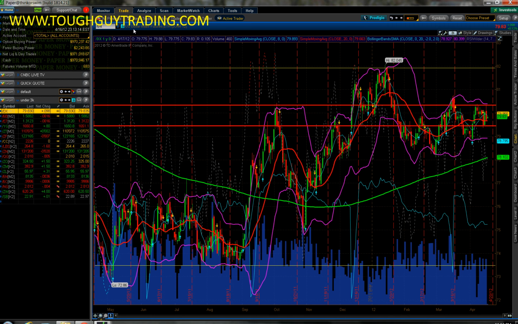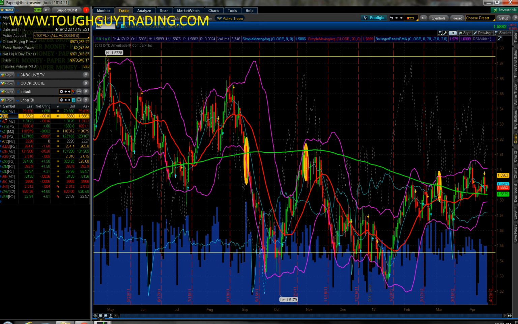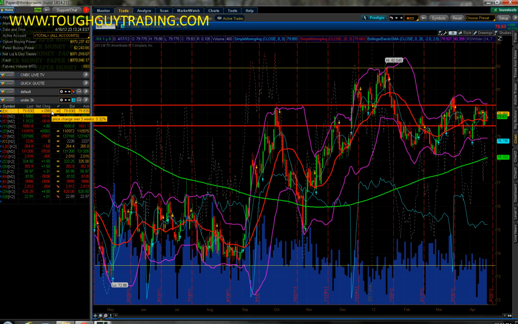So this is DX. The next one would be 6B, the British pound. And keep in mind, all these markets correlate. I'll go back to DX for a second to explain that. All these markets correlate. So if the dollar's going up, a lot of the other currencies, the British pound, the Canadian dollar, are going to be going down. And that's very, very important.